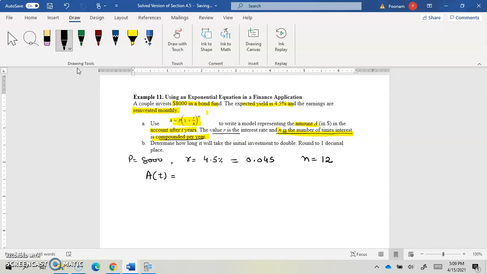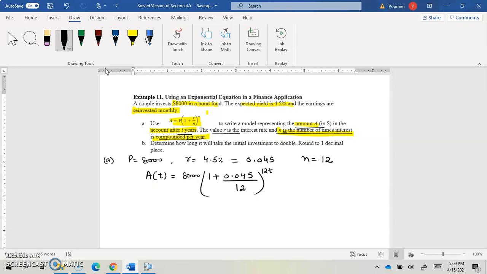So we have to write an amount function based upon t, which is equal to P, which is 8,000 now, times 1 plus r, which in this question is 0.045, divided by n, which is 12, raised to the power 12t. That is the first part. They are just asking us to write the amount function for t years.